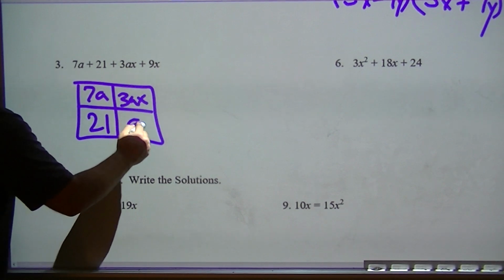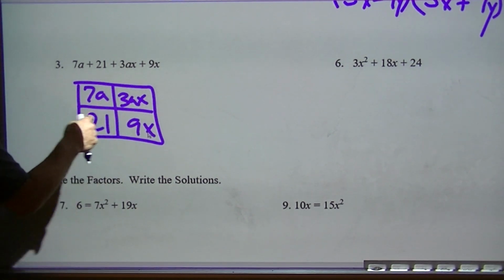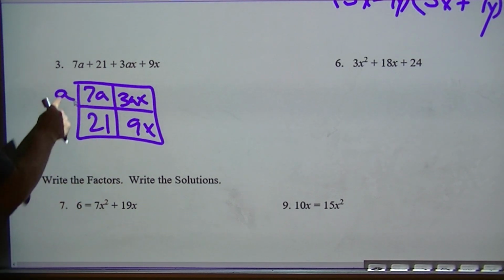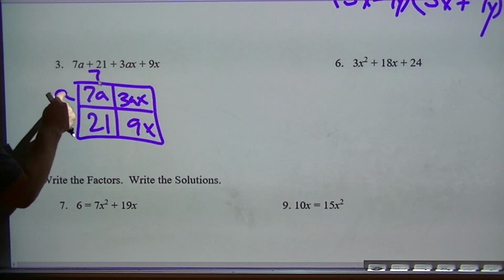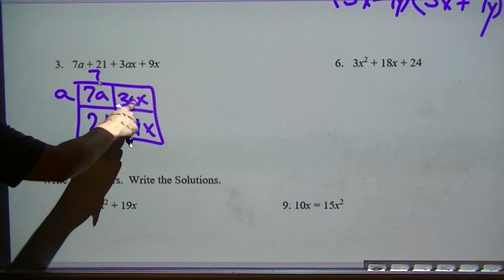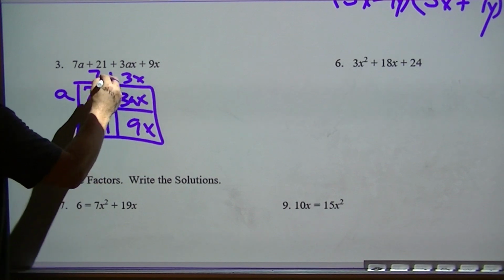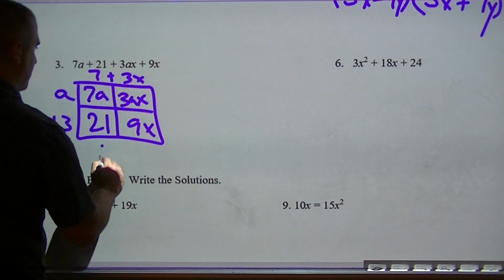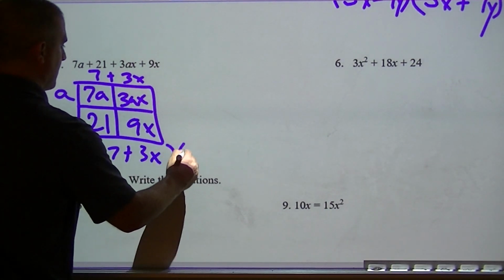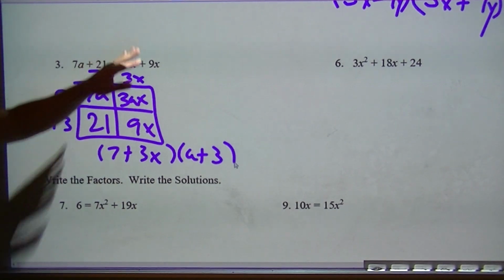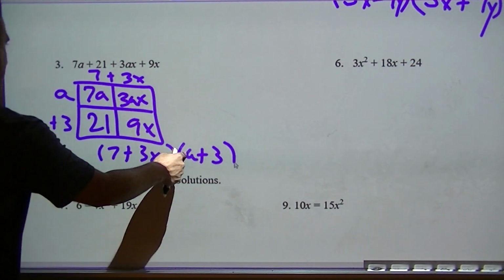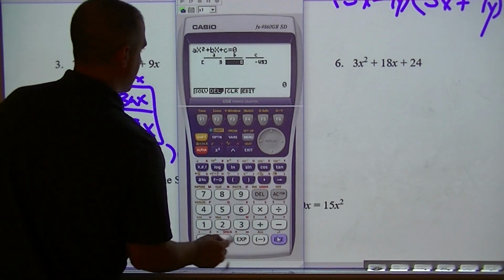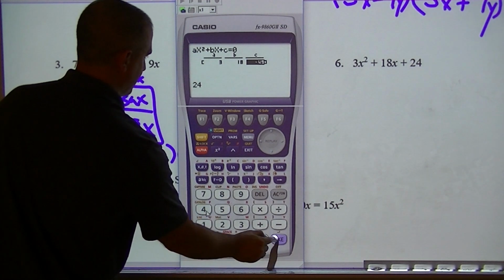The big thing is make sure that this back end has these two terms. So I look down this row, and the only thing I see in common here is a. So a times this has got to give me 7a, which has to be 7. A times this has got to give me 3a with x, so that's going to be positive 3x. 7 times this has got to give me 21, which has to be 3. So my factors are 7 plus 3x and a plus 3. That's all. We'll have to do the box of the 4 ones. And once again, 7 times a, 7a. I'm good.